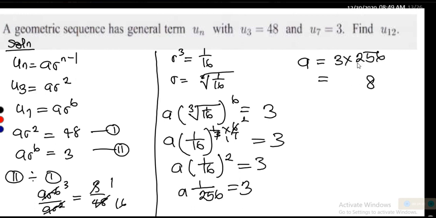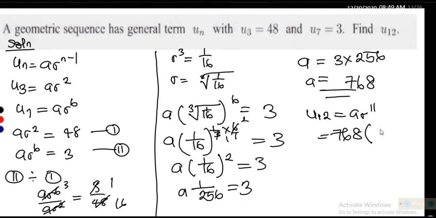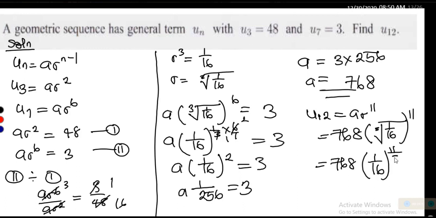So if we cross multiply, we have a equals 3 times 256, which is 3 times 6, 18, 3 times 5, 15 plus 1, 16, carry 1, 3 times 2, 6 plus 1, 7. So a is 768, and then u12 equals ar raised to power 11, which is 768 of r, the cube root of 1/16, raised to power 11. So this will give us 768 into 1/16 raised to power 11/3.